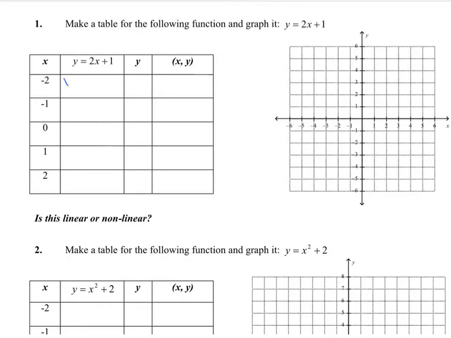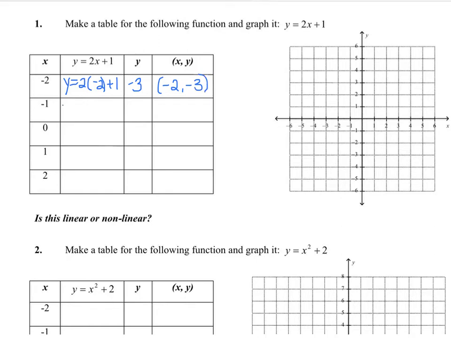So we have y equals 2 times negative 2, and you're going to add 1. 2 times negative 2 is negative 4, plus 1 is negative 3. So your input is negative 2, and your output is negative 3. So negative 2, negative 3.